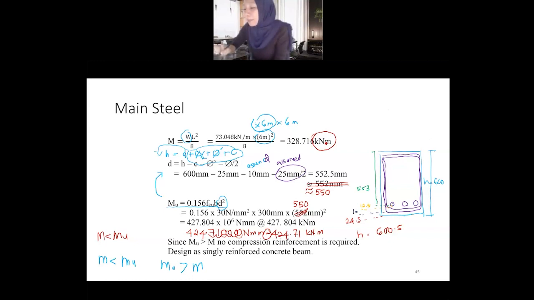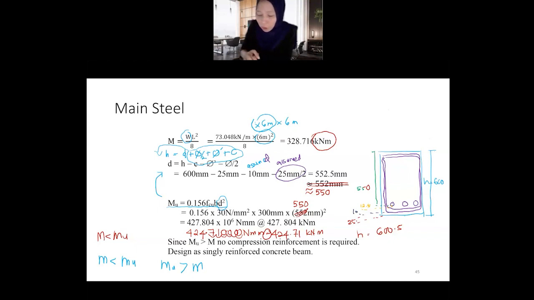Means M is less than MU or MU is bigger than M. Tak salah ke? M550 tak salah. Asalkan you round it down and make sure MU is bigger than M. Okay. Okay, bila you kira macam ni, okay, contohnya. So ini 550. Okay. Ini 25. Okay.